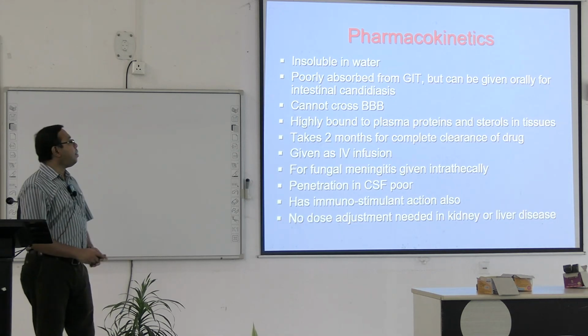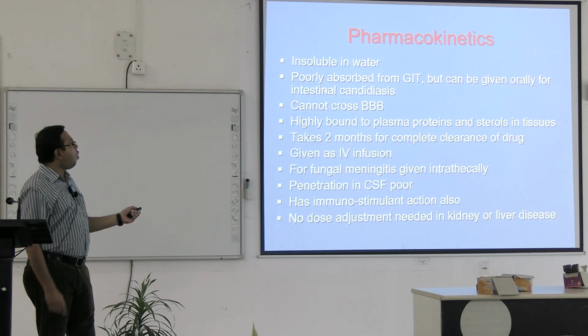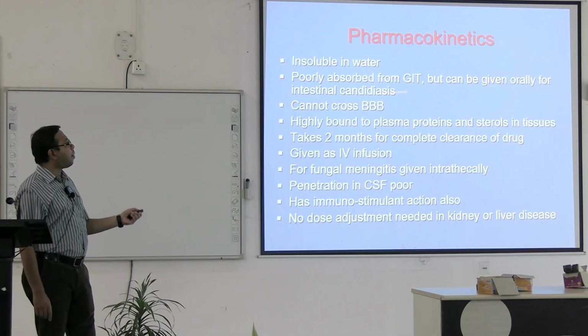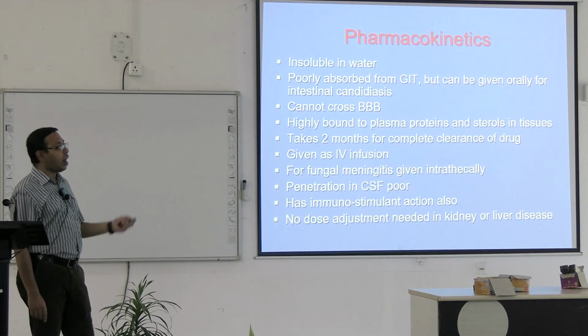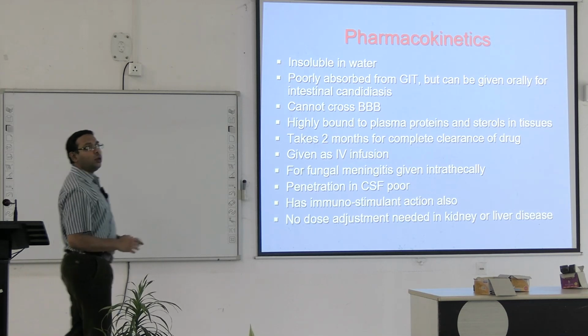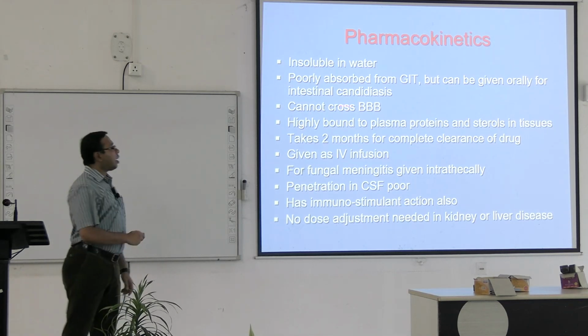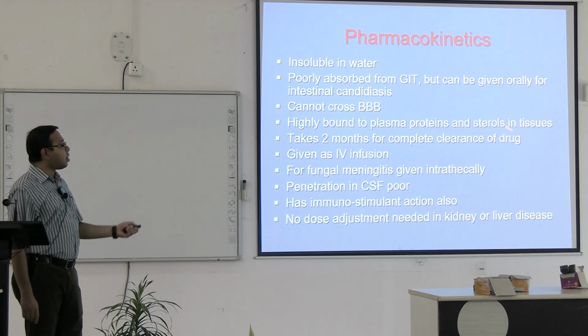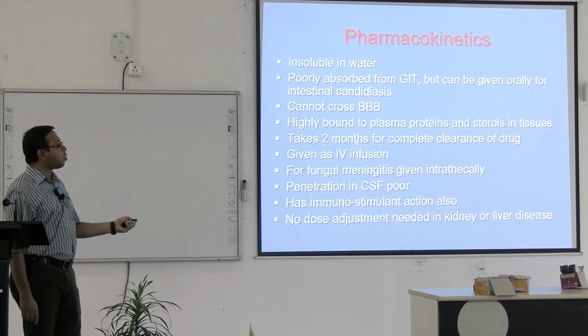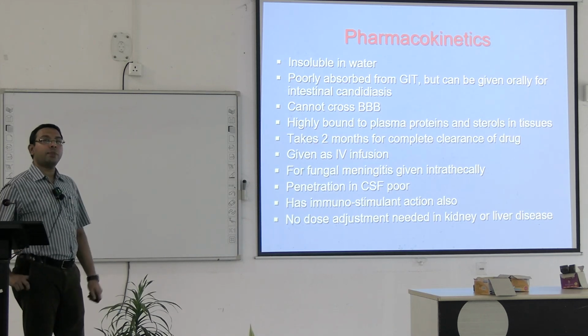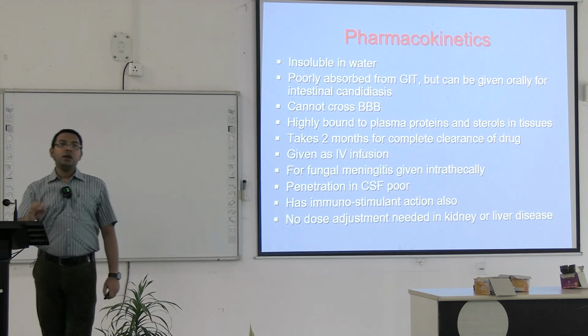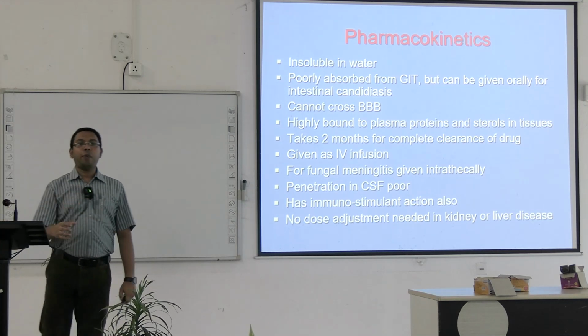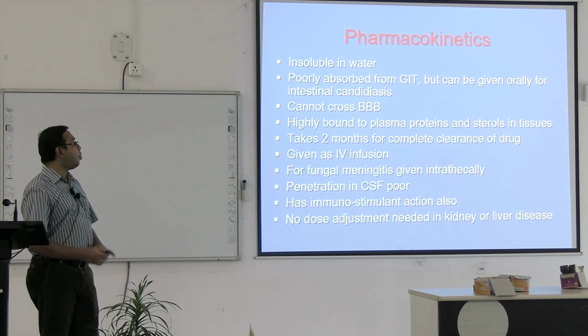This amphotericin B is insoluble in water, poorly absorbed from the gastrointestinal tract, but can be given orally for intestinal candidiasis, but mainly it is used as an intravenous dose. It cannot cross the blood-brain barrier, is highly bound to plasma proteins and sterols in tissues, and takes approximately 2 months for complete clearance of the drug. So if it is given, ultimately it stores within the body, and that's why it is becoming more toxic.